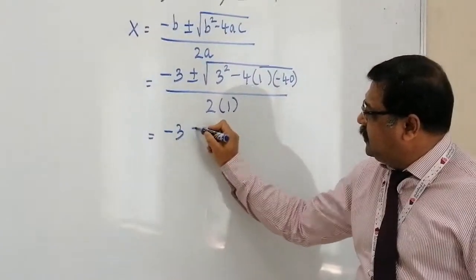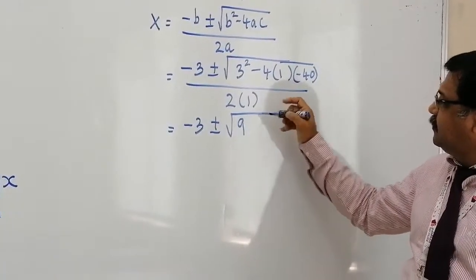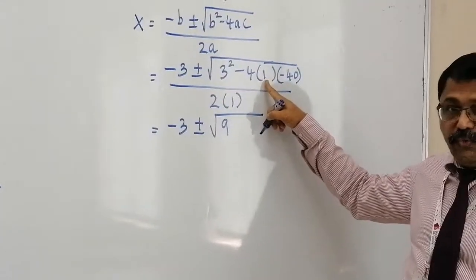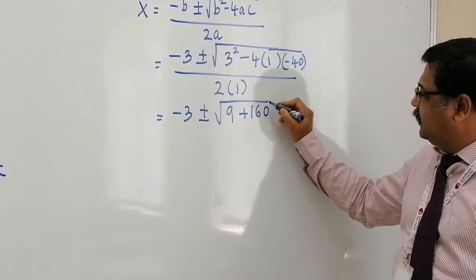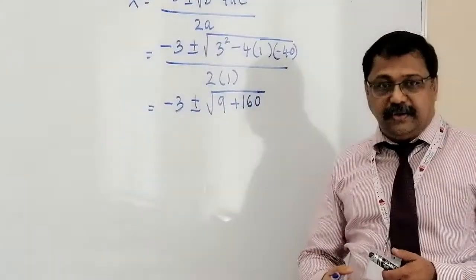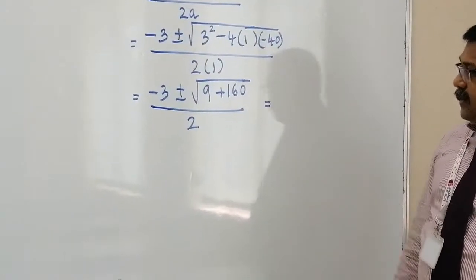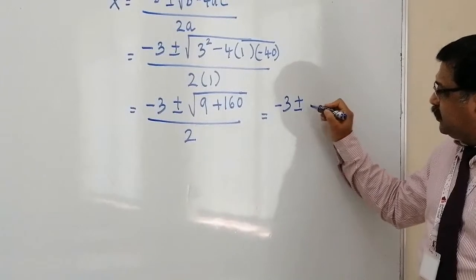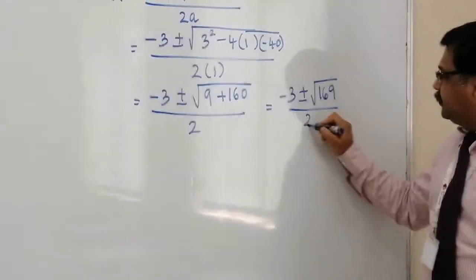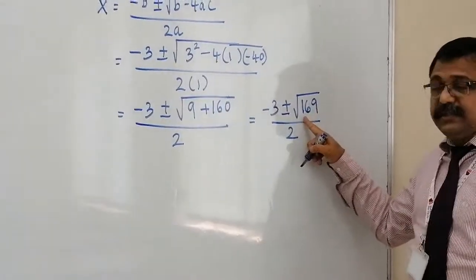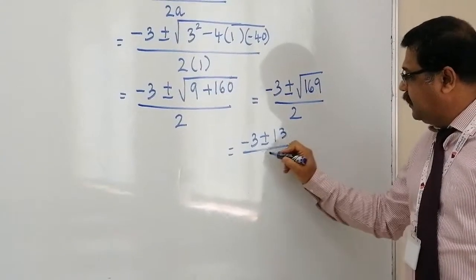So this is minus 3 plus or minus square root of, 3 square is 9. When we multiply 4 multiplied by 1 is 4, multiplied by minus 40, we will get positive 160. You can try it with your calculator and find it. The whole divided by 2, which is simplified as minus 3 plus or minus square root of 169 over 2. We know root of 169 is 13. So it is minus 3 plus or minus 13 divided by 2.